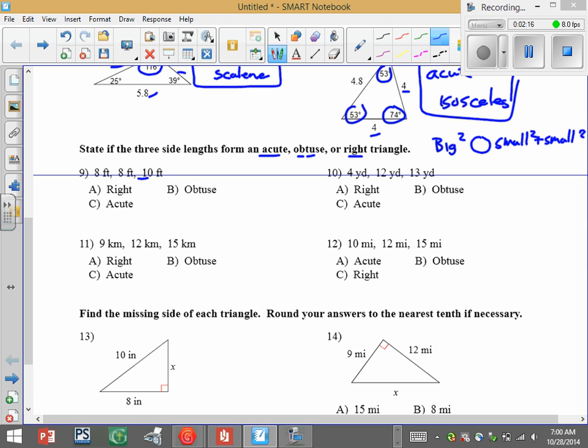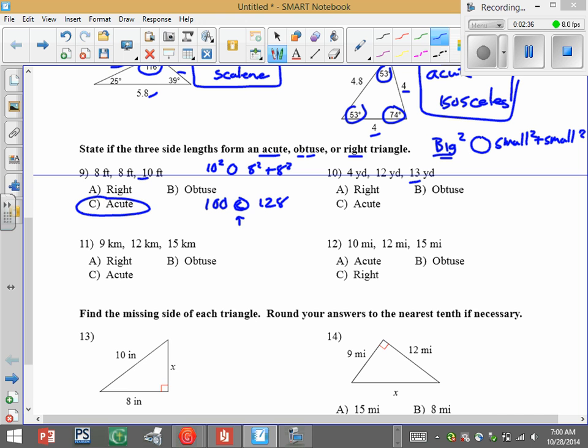These should all be triangles. We just need to compare. So the big side here is 10. So 10 squared, and we're going to compare it to 8 squared plus 8 squared. Well, that's 100. Compared to 64 plus 64 would be 128. That's less than. If we remember to do the big first, the inequality will kind of give us a feel. So since that's less than, that's acute.